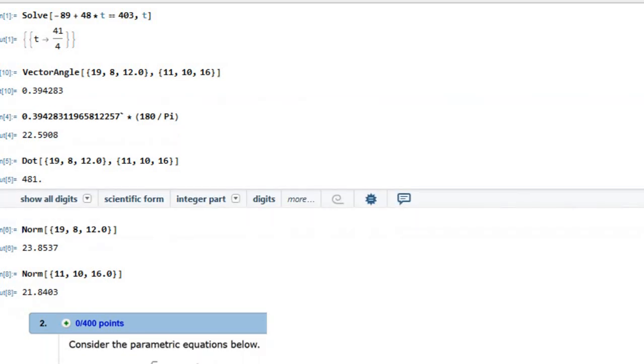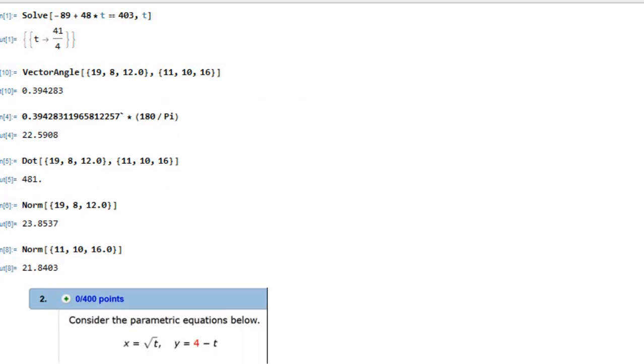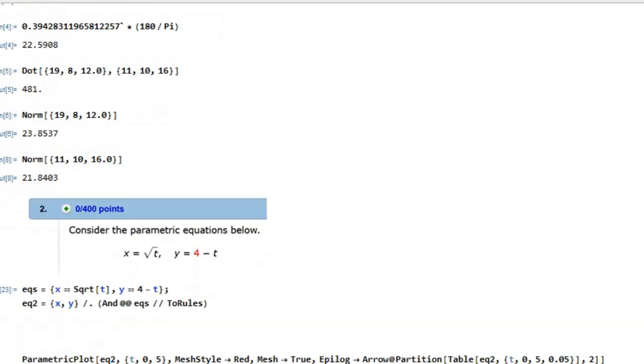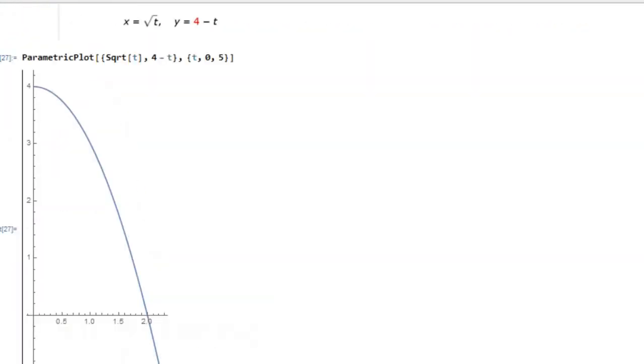The easy way is just to type in ParametricPlot with a curly bracket, the x component, which was square root of t, and the y component, which is 4 minus t. And then I know that t has to start at least at 0, because if I put negative numbers in here, it's going to scream at me. So I put in t equals 0 to 5, and I see that I get this.